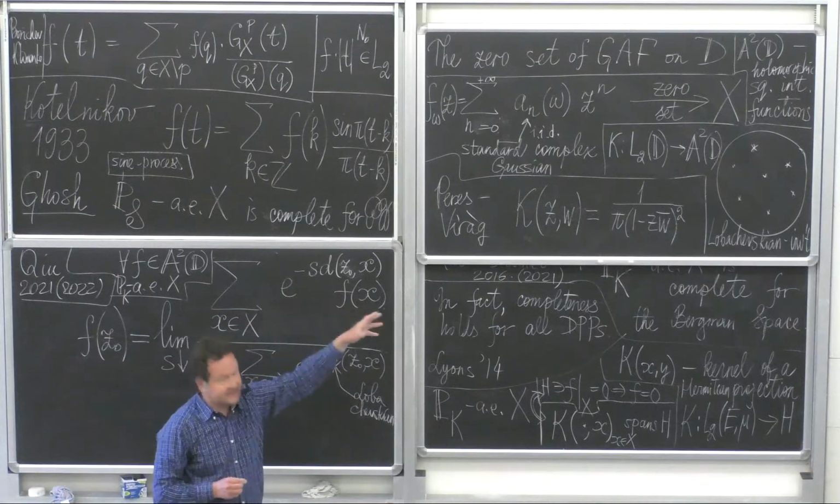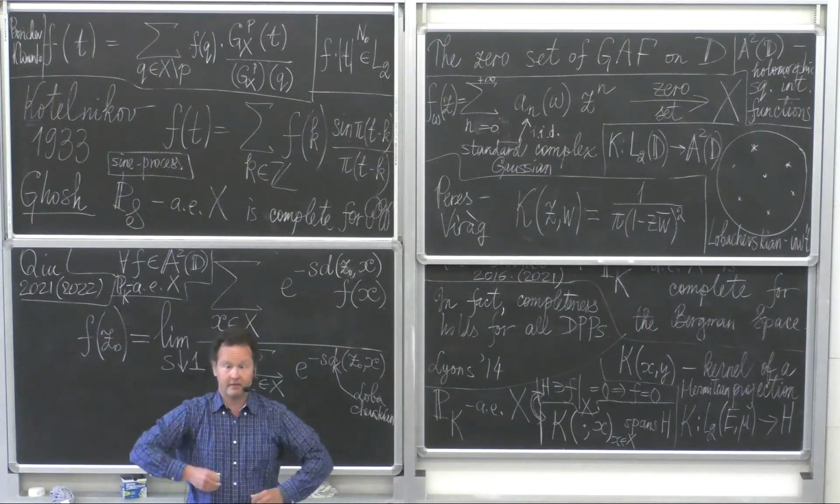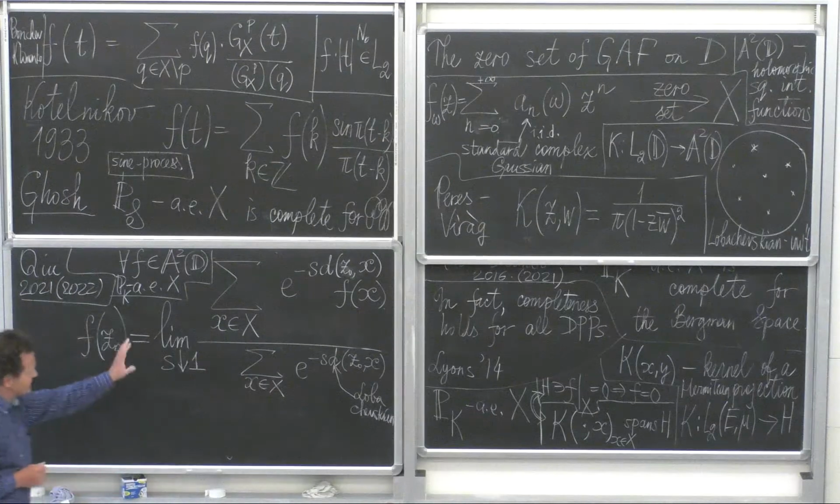X is the zero set of a Gaussian analytic function. In fact, generally we also have higher dimensions, Bergmann spaces on higher dimensional complex hyperbolic spaces, but please allow me to stay in one dimension for this talk. But in fact, it holds with significantly greater generality. Okay, so this is the result.